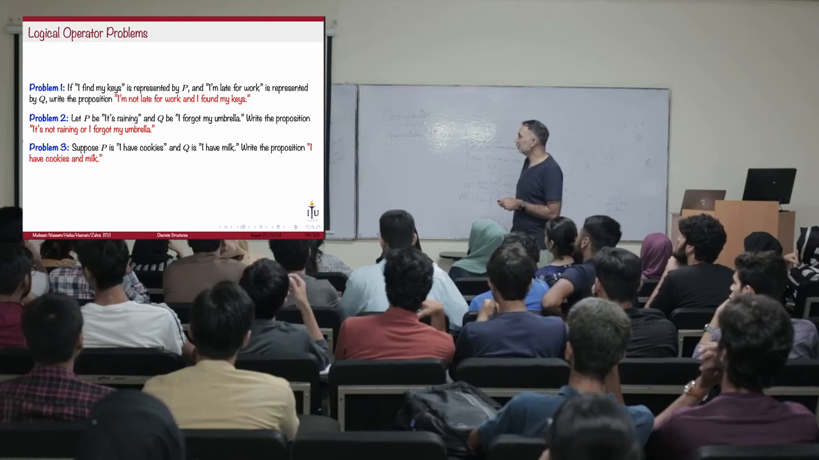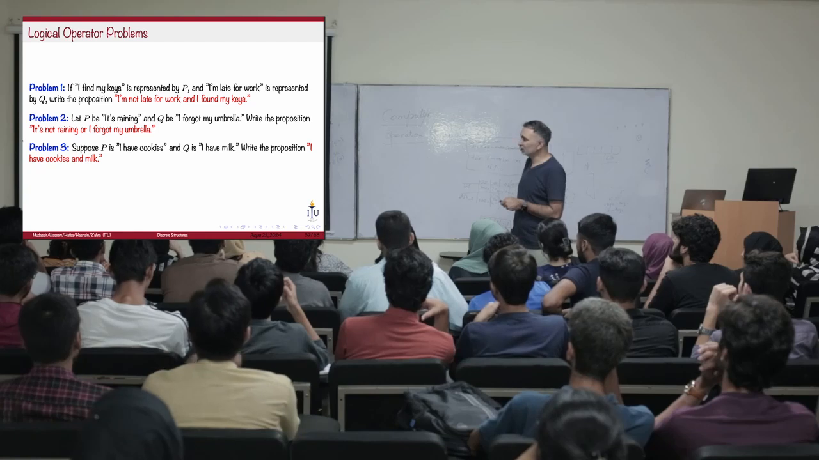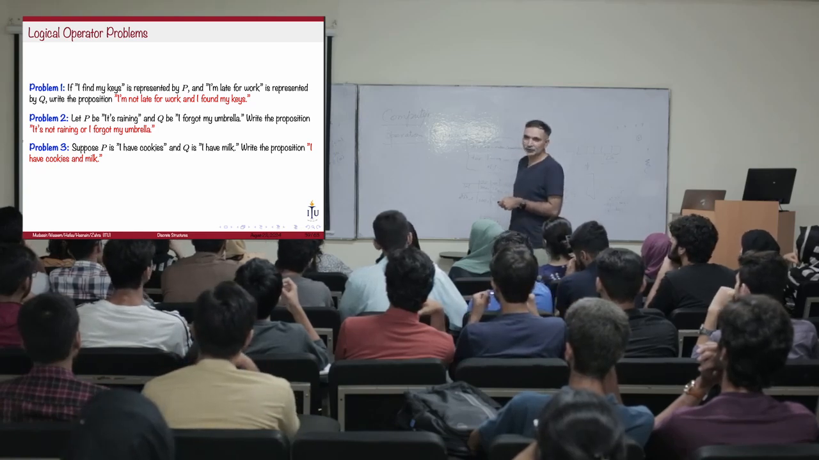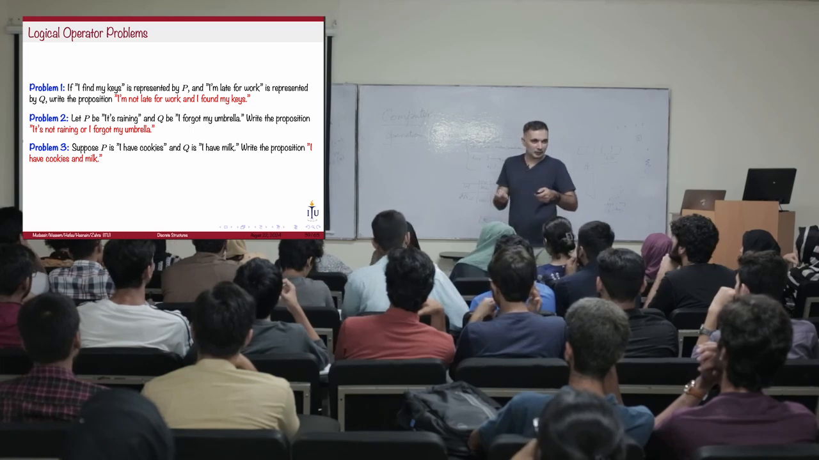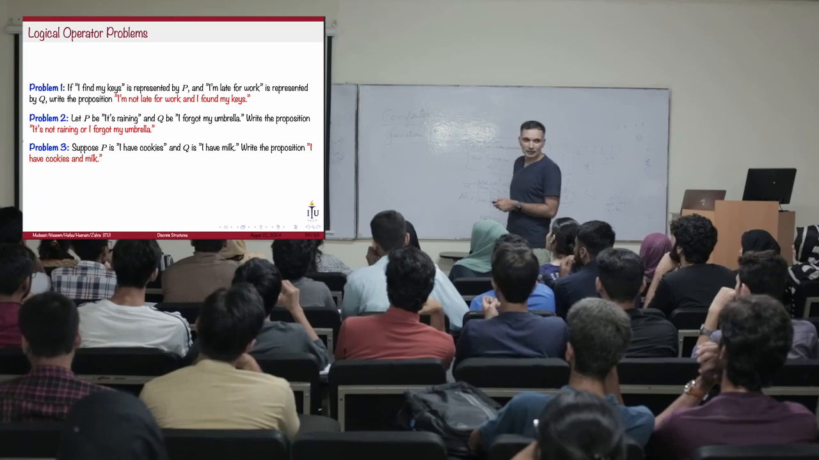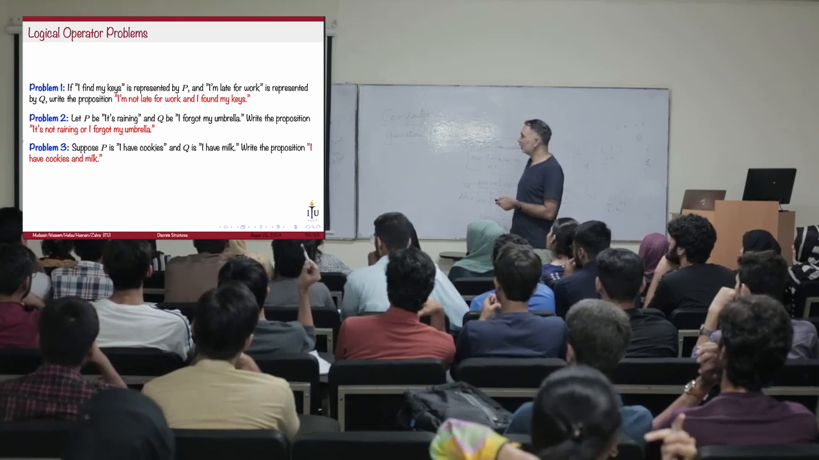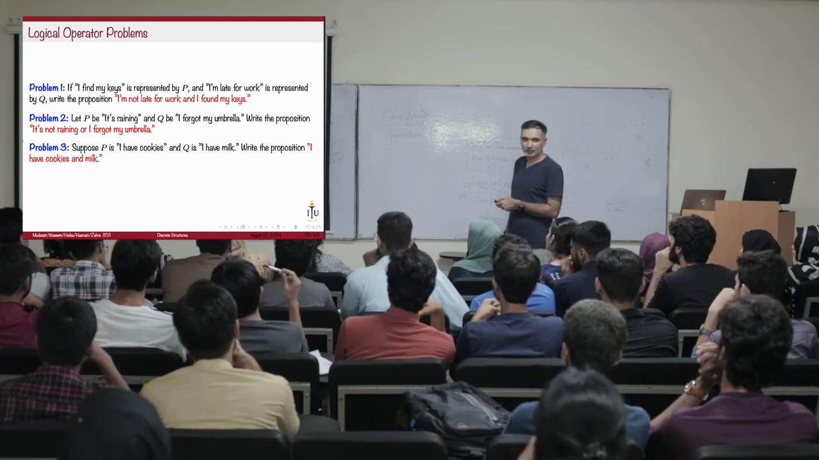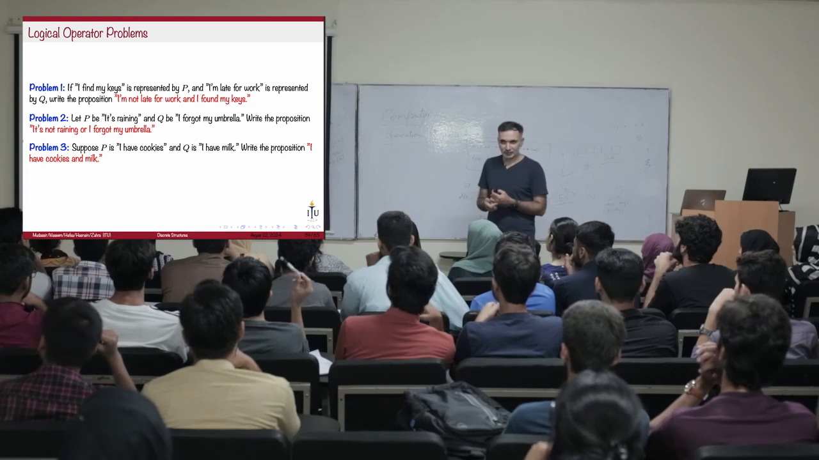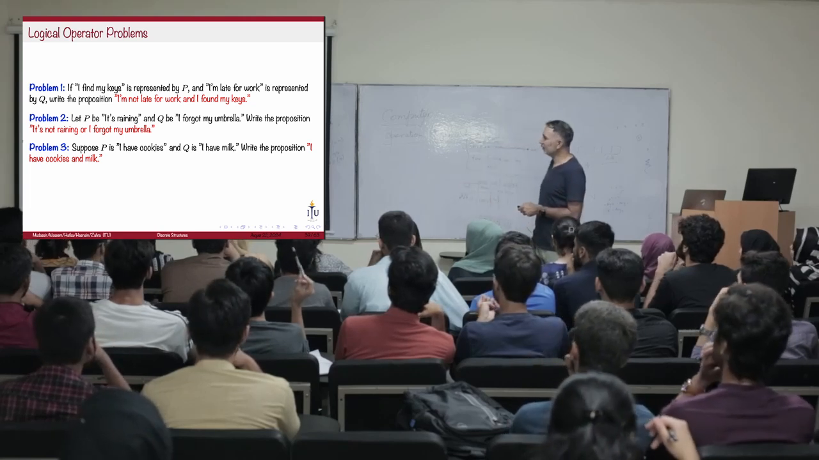See, the thing is, look at the first part. The first part says that I am not late for work. This is just the negation of Q. The Q says that I am late for work. So the negation of Q would say that I am not late for work. Then I use AND operator. And then I say I found my keys. When I say I found my keys, I'm just saying P. So it's the negation of Q and P. All right, are we on the same page? Yes. Good. All right, let's move on.